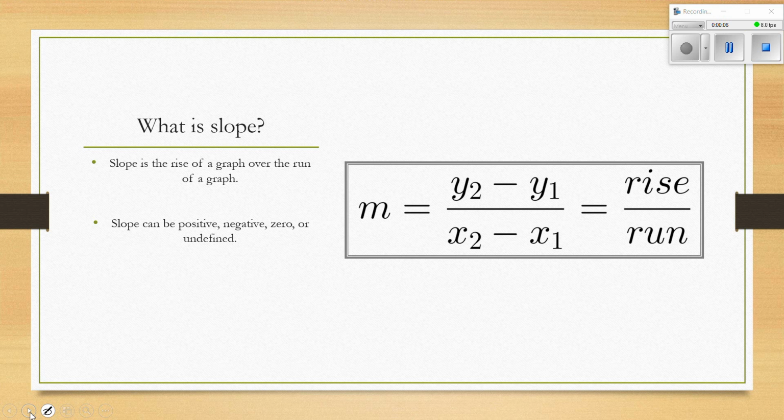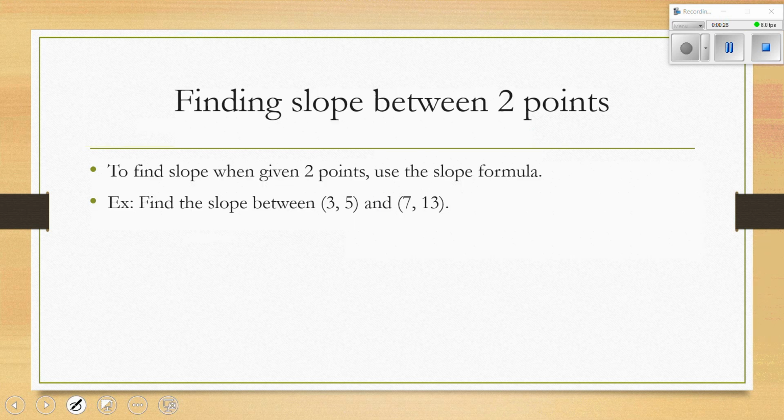Today we will be working with slope. Slope is the rise of a graph over the run of a graph. It can be positive, negative, zero, or undefined. And the formula for slope is written right here. M, which means slope, is equal to y2 minus y1 over x2 minus x1. Or, if you're looking at a graph, it is equal to rise over run.